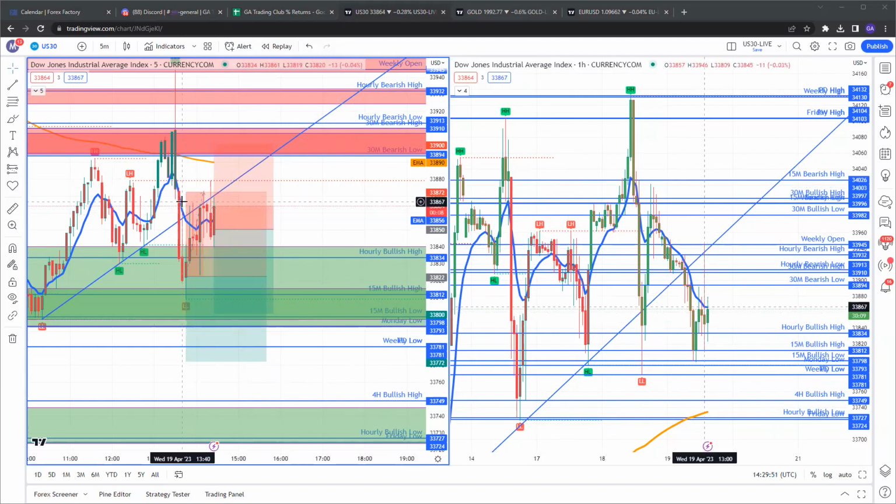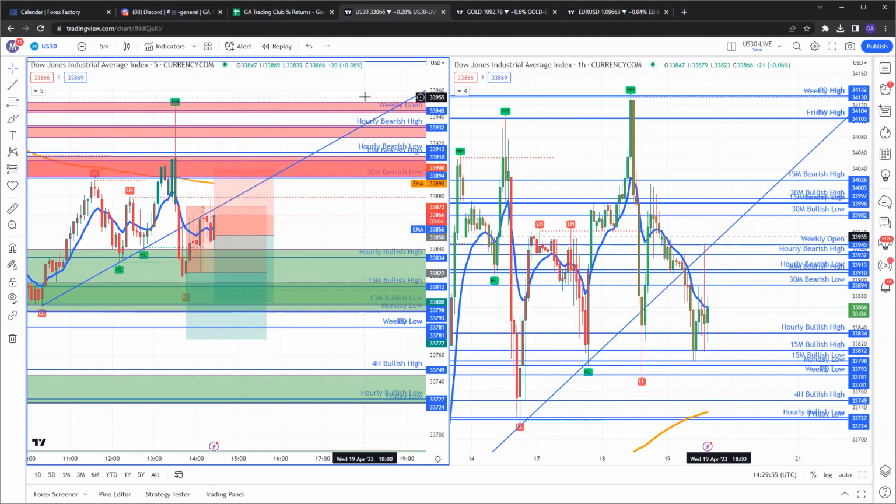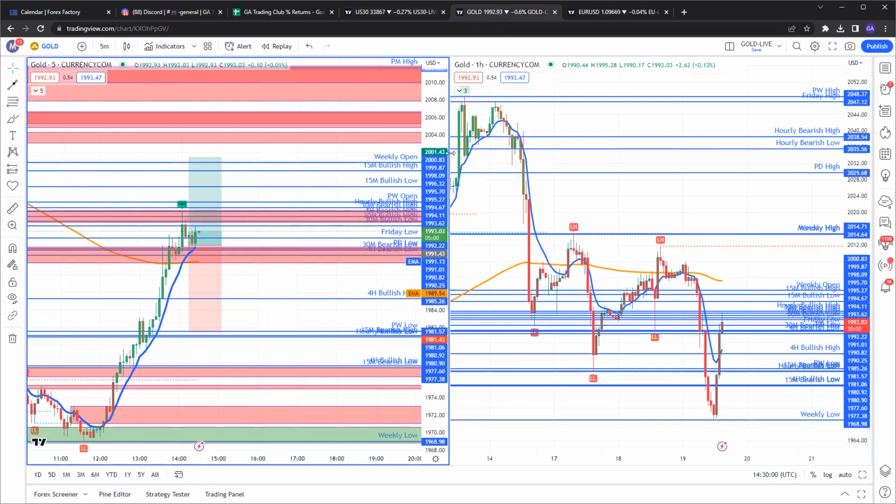US 30 deeply consolidating. All right, there goes gold.